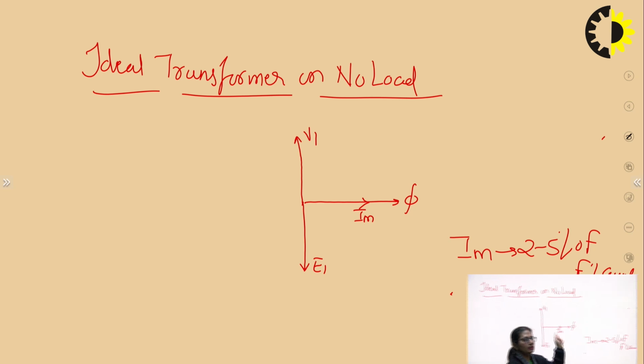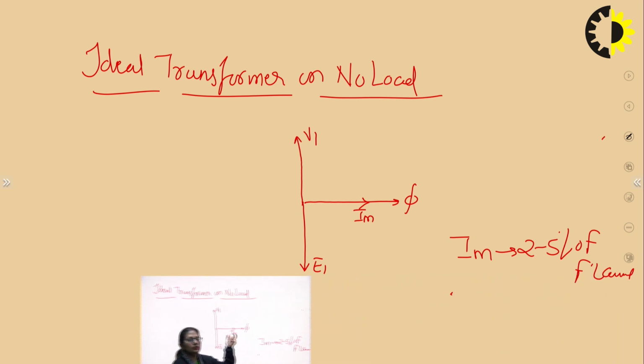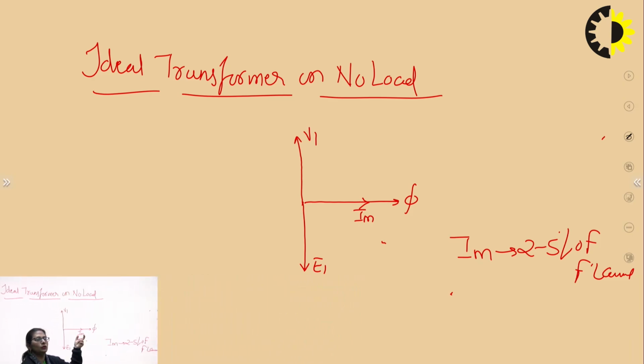Why will it be in phase with the flux, as I have shown you? This is in phase with the flux because this is the current which is responsible for the production of the flux. So this magnetizing current would be in the same phase as the flux. Now moving on. We have plotted the flux, we have plotted the magnetizing current, we have plotted E1.